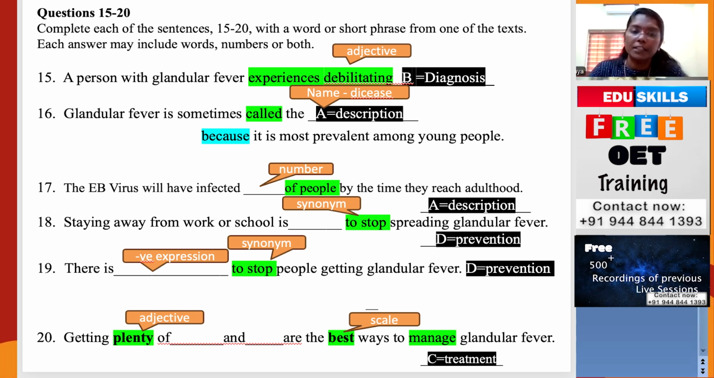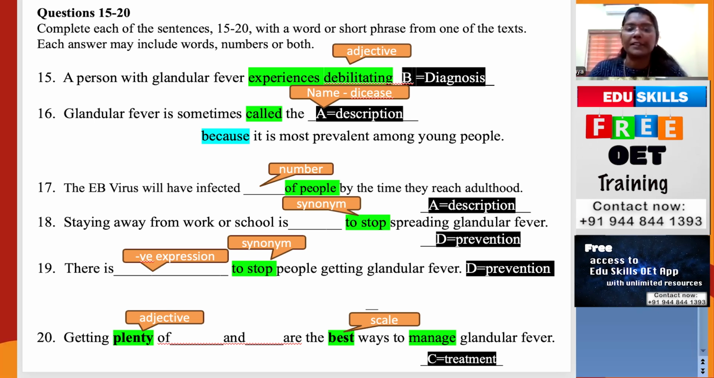Then the third question is the time it takes for glandular fever to fully develop. Fully developed, we have seen that, the incubation period, in text A. Do you remember that thing? This is the incubation period. Okay, that is A.